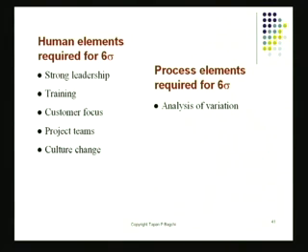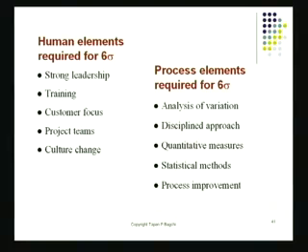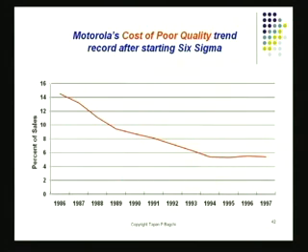On the process side, analysis of variation is to be done. A disciplined approach has to be taken to try to impact the process. Quantitative measures have to be there. You should be able to measure them on a scale. Statistical methods have to be used. And of course, process improvement is the mission. All of these things must be there. If these things are all there together, you're bound to succeed with a Six Sigma project. So when you're doing a Six Sigma project, bring up this slide and use it as a checklist to make sure you've really taken care of each of those items to be able to move forward.